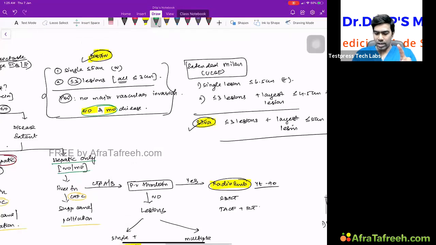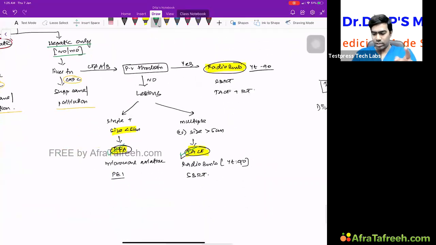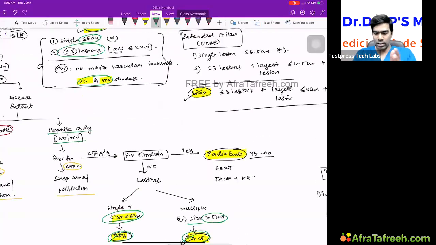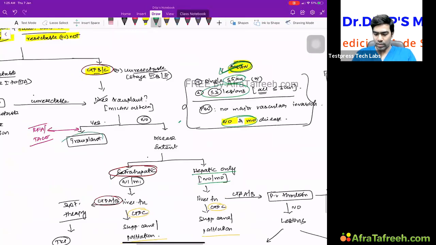But because they might be having bigger lesions, they might be falling outside the Milan criteria. If you are able to use TACE and RFA, you might shrink the tumor size, and you can put them back into the Milan criteria so that you can proceed ahead with the transplant. That's the idea. So that is why we do TACE and RFA.